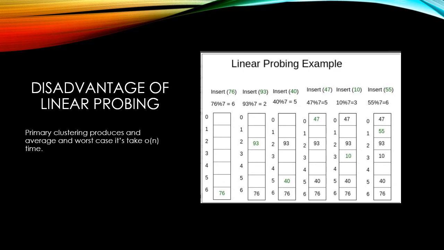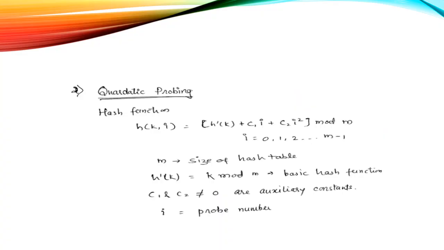So this is the disadvantage of linear probing: after using the hash function, we can see that a cluster is produced on one side. Cluster means there are more collisions on one side. Okay, so we can write that primary clustering is produced in linear probing, and it takes order of n time. Now we can discuss quadratic probing.